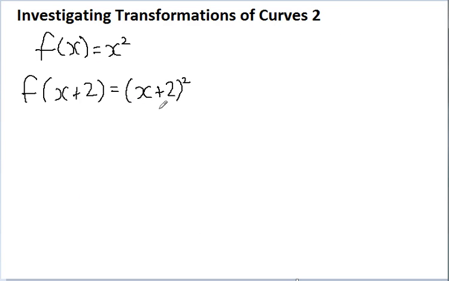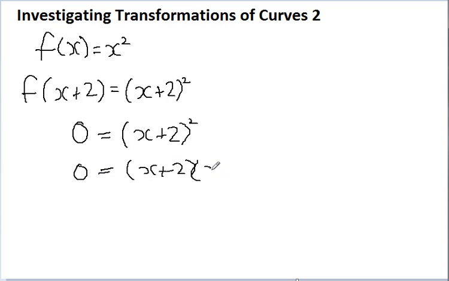Right, if you think about this, when we added 2 to this function here, the curve moved 2 left, and we could see that the curve actually was touching the x-axis at minus 2. So on the x-axis, that's when f of x plus 2 is 0. So we can write this as 0 equals x plus 2 squared. And I can rewrite that as x plus 2 times x plus 2.